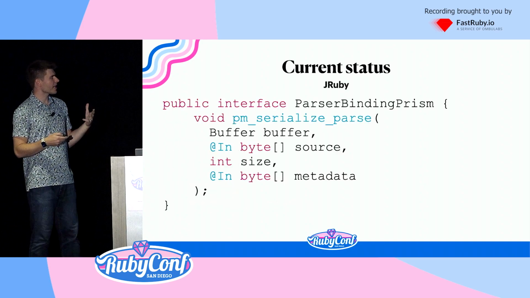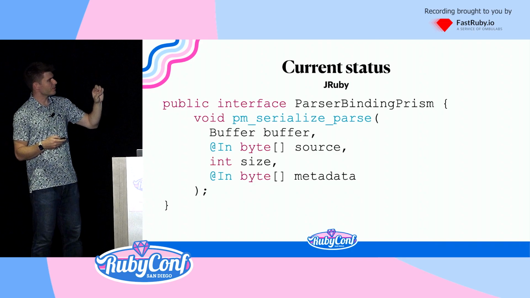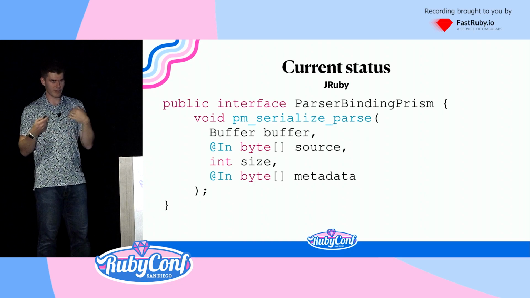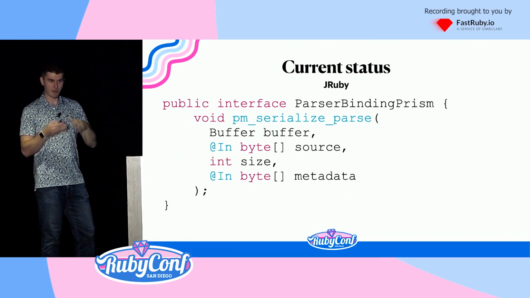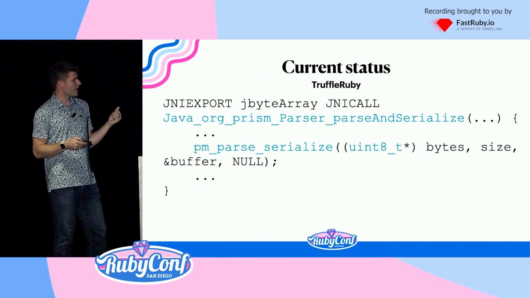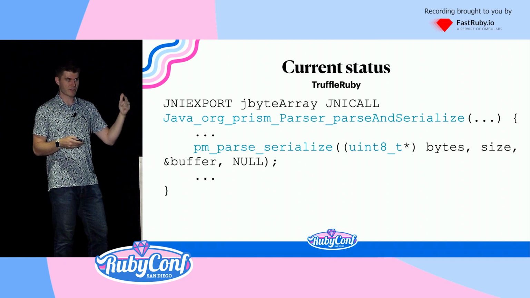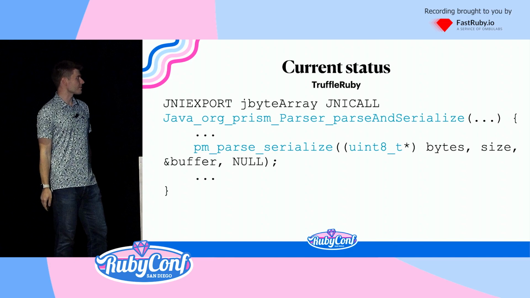So when that happens, for instance, this is how it happens in JRuby. They call pm_serialize_parse, which is one of the functions embedded in our C library, with a buffer, and that returns to you the stream. This is how it happens in TruffleRuby. These are all examples from real code that is running. So we've already integrated into these systems.